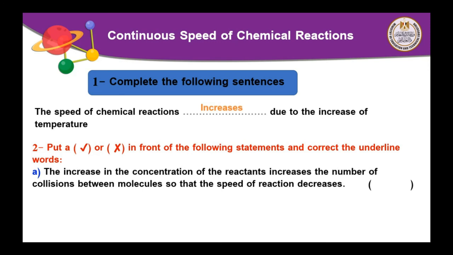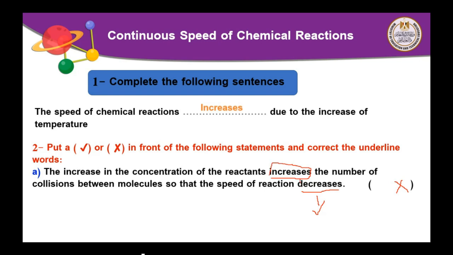Question number 2. Put yes or no in front of the following statement and correct the underlined words. We don't have underlined words here, we will just answer and correct as we like. The increase in the concentration of reactant increases the number of collisions between molecules, so the speed of the chemical reaction decreases. Of course this statement is wrong. By increasing the concentration, the number of collisions increases, so the speed of the chemical reaction increases. So I will put increases.